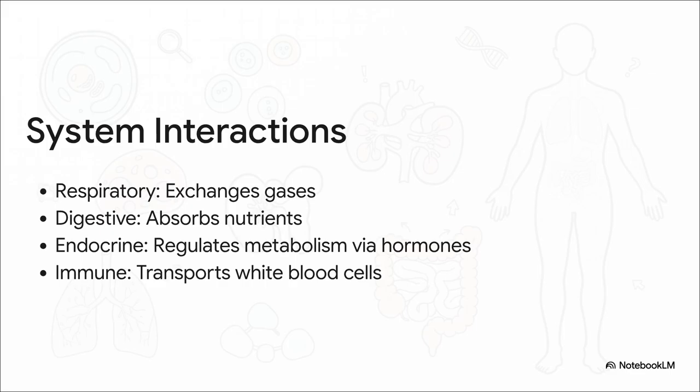But the cardiovascular system doesn't just work in a vacuum. It interacts with pretty much everything else. Think about it. It partners with the respiratory system to transport oxygen and carbon dioxide. It teams up with the digestive system to absorb broken-down nutrients straight into the bloodstream. It acts as the delivery service for your endocrine system, ferrying hormones around to regulate your growth and metabolism. And it is absolutely vital for the immune system, rushing white blood cells to exactly where they're needed to fight off an infection. It really is the body's ultimate superhighway for sharing resources.